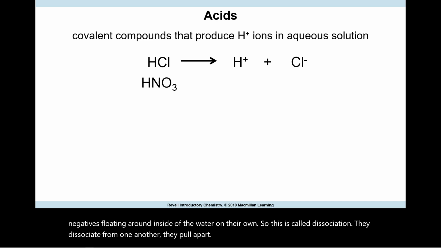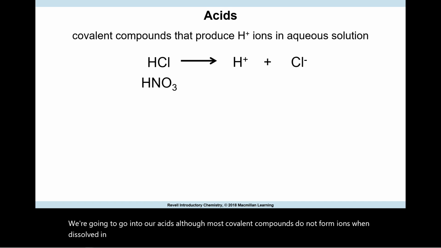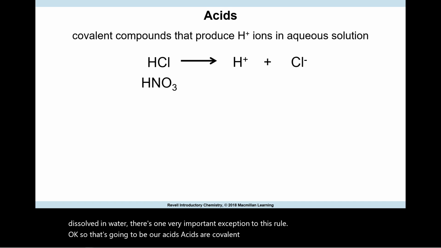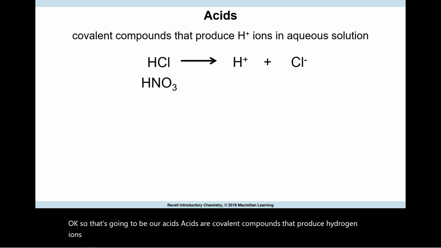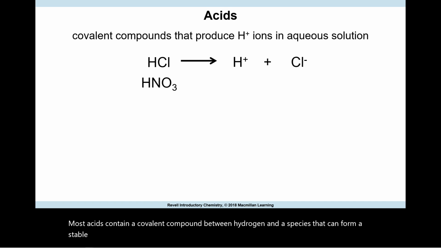Now we're going to go into our acids. Although most covalent compounds do not form ions when dissolved in water, there's one very important exception to this rule. So that's going to be our acids. Acids are covalent compounds that produce hydrogen ions in aqueous solutions. Most acids contain a covalent compound between hydrogen and a species that can form a stable anion. When dissolved in water, the bond breaks to produce hydrogen cations and a corresponding anion.